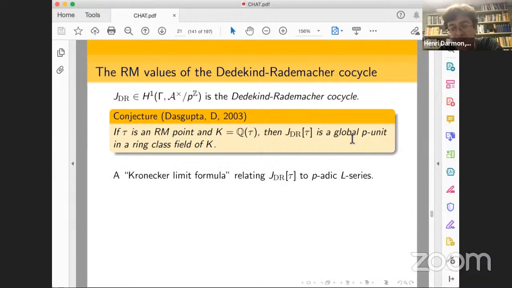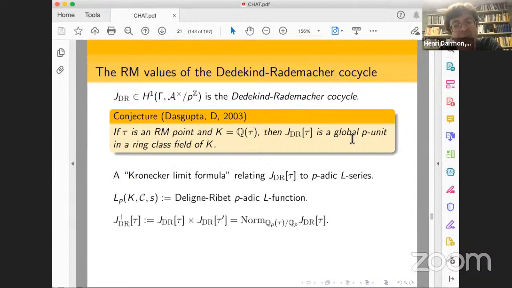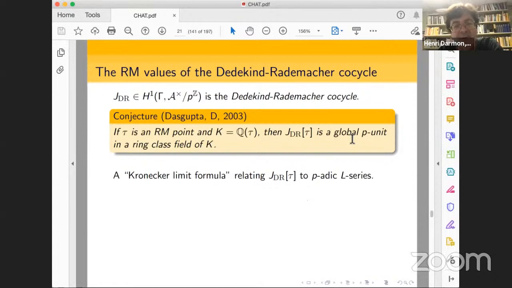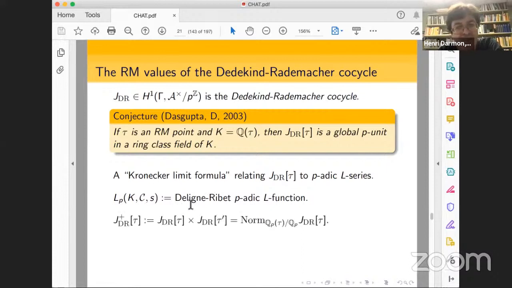And we could also prove a kind of Kronecker limit formula for this RM value, which relates the value of this Dedekind-Rademacher cocycle to certain p-adic L series. And the p-adic L series are the Deligne-Ribet p-adic L functions attached to the real quadratic field K and eventually to some ideal class, or some narrow ideal class, in K. So they're partial p-adic L functions.